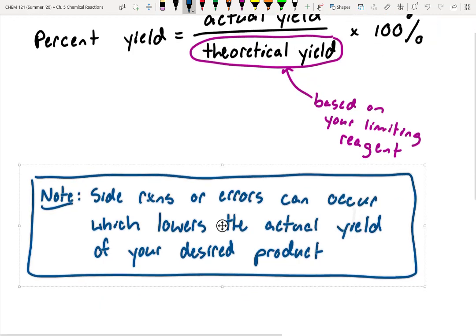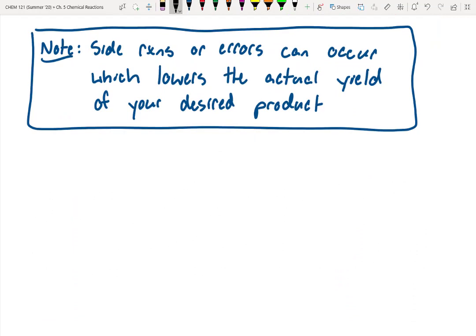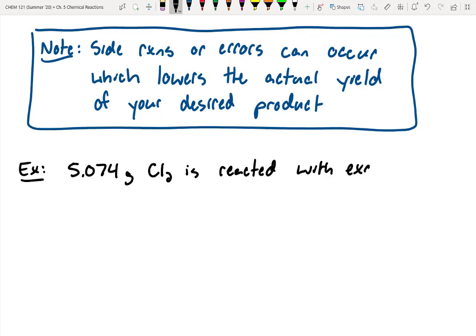All right, so let's take an example situation, and this will just be more practice. So in this example, it says 5.074 grams of chlorine gas, which is Cl2, is reacted with excess methane. All right, so this immediately gives us a clue, right? The fact that we're saying excess methane means that the chlorine is limiting, right?